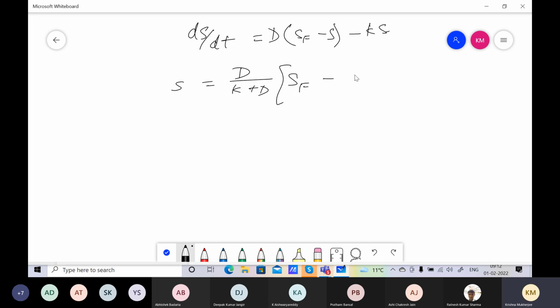D upon K plus D, SF2 minus, and now this delta S. Delta S is really the step input, which I'm putting as SF2 minus SF1, just in case it is rising. And this rise will be e raised to minus (D plus K) into t, right?